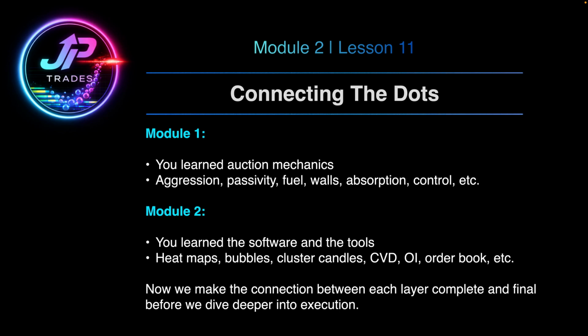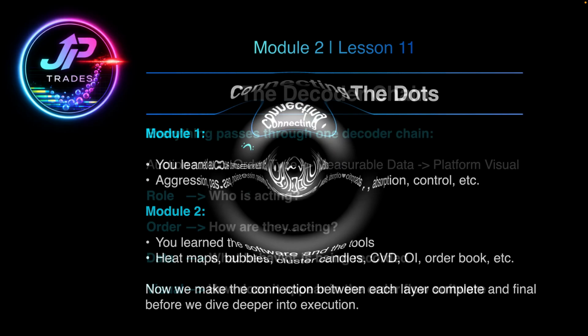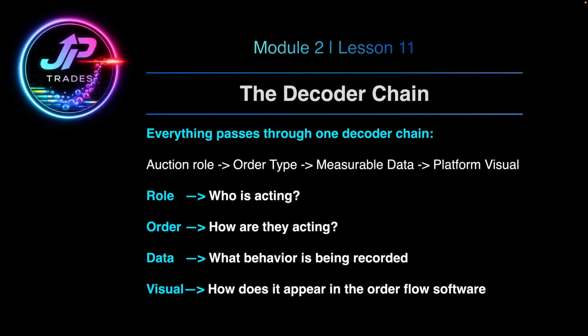So, I've built a handful of cheat sheets that's going to connect all of this together very easily and very cleanly. These cheat sheets are going to act as your decoder or a translator for you. Everything in this course, every concept, every tool, behavior passes through this same chain. And that chain starts with the auction roles. And then that will lead into understanding the order type, which then leads to what is the measurable data. And after that, finally, it leads to how it's represented visually in the software.